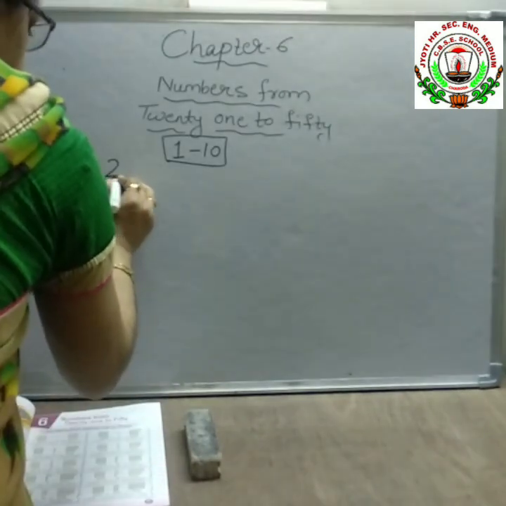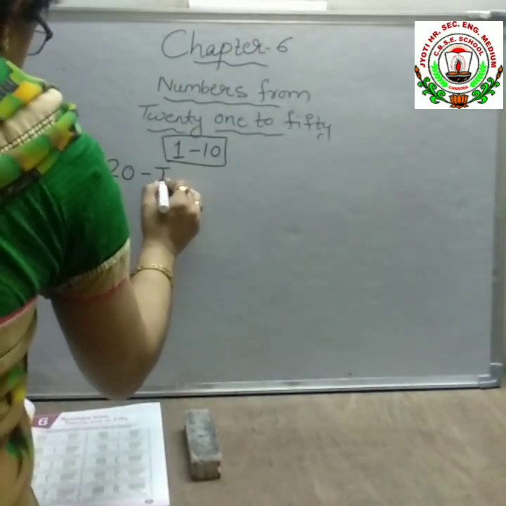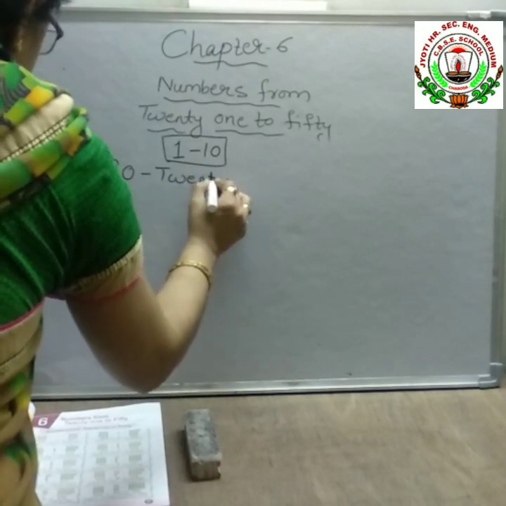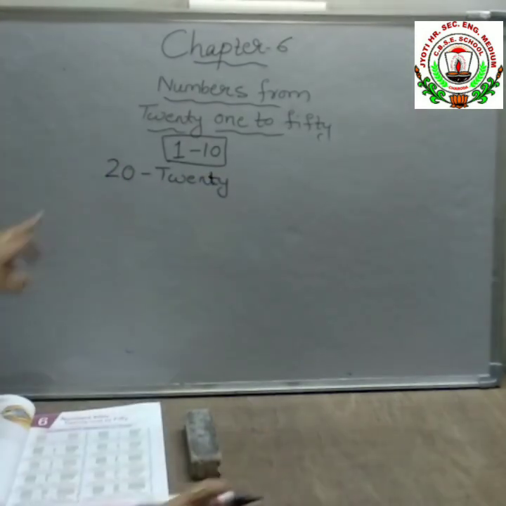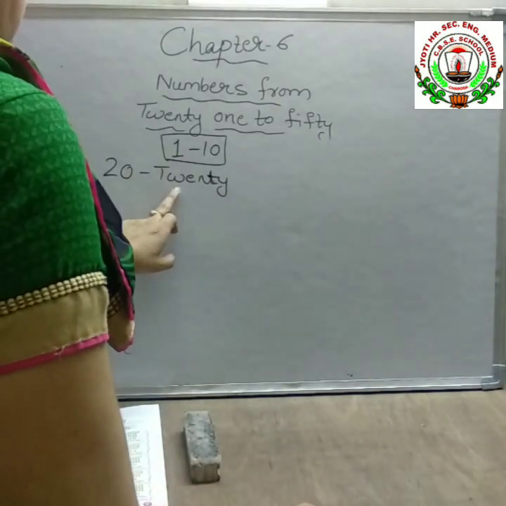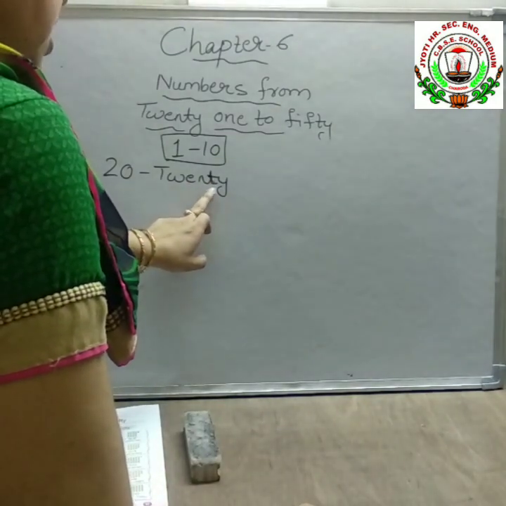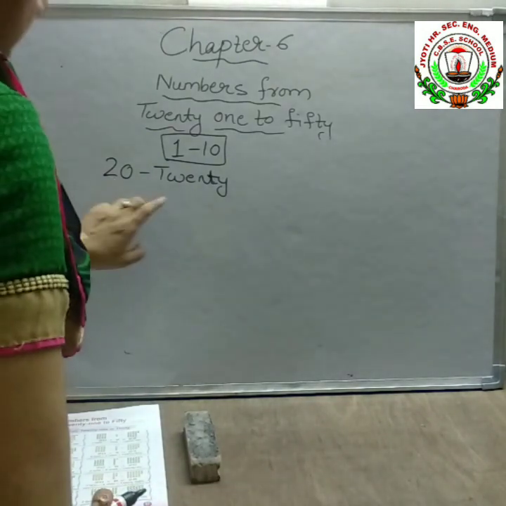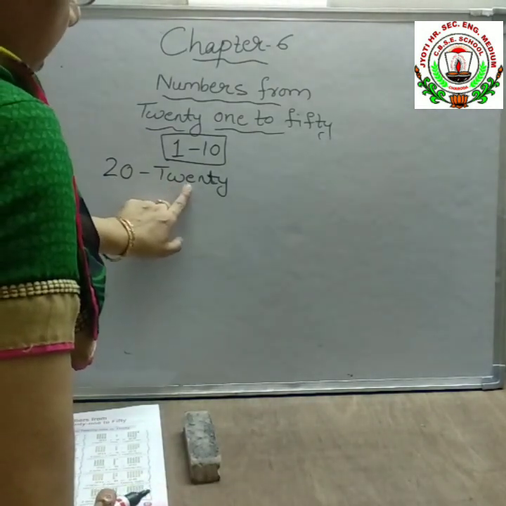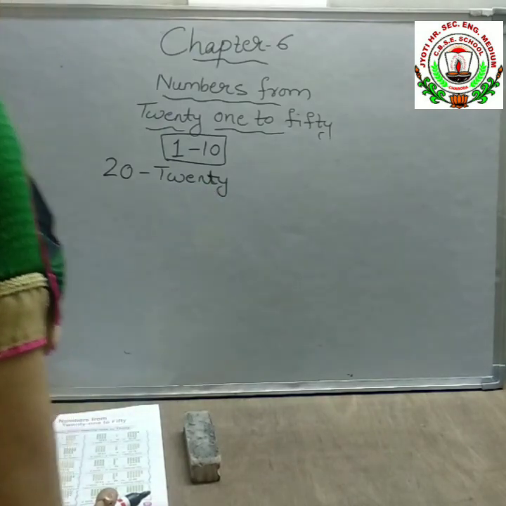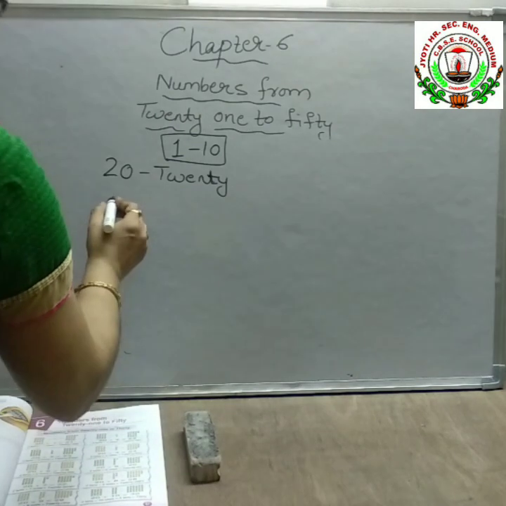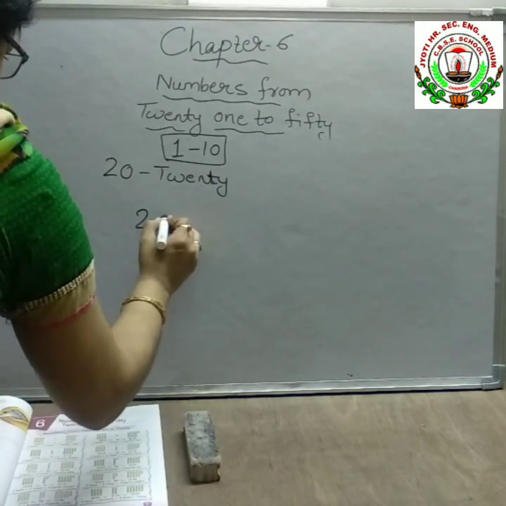First, all of you know the spelling of 20. Students, you have learned in the previous chapter the spelling of 20. What is the spelling of 20? T-W-E-N-T-Y. Students, what is the spelling of 20? T-W-E-N-T-Y. Students, before telling the spelling of 21, I want to tell you something.